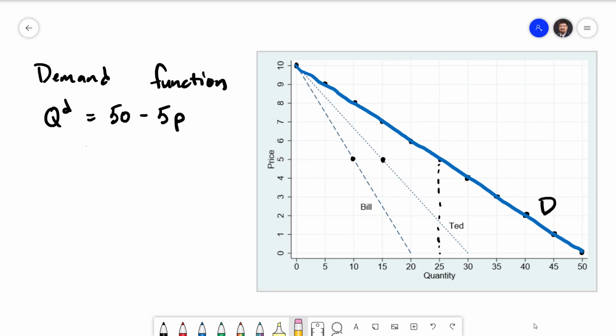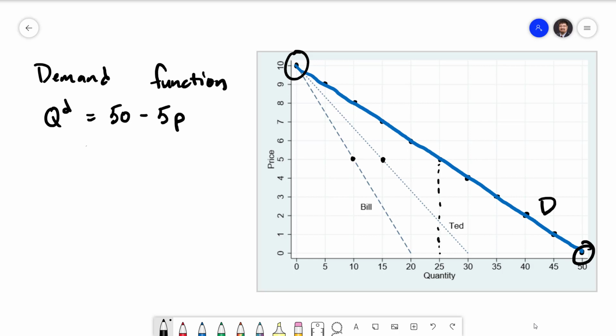Now, how do demand functions relate to demand curves on the graph? If you are just given a demand function and asked to graph it, the easiest way to think about this is, what are the intercepts? That is, finding this point right here and this point right here, and then from there, if we know that it's a straight line, which it is here, we can just draw that line.